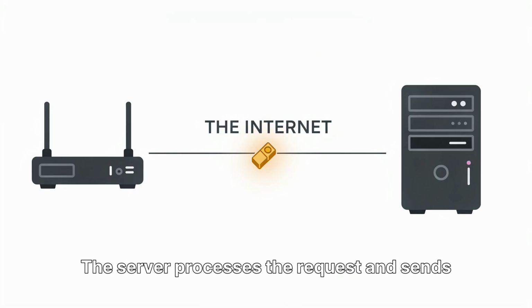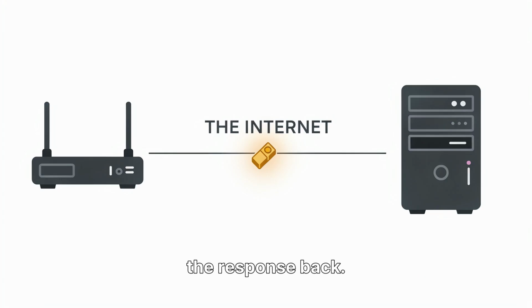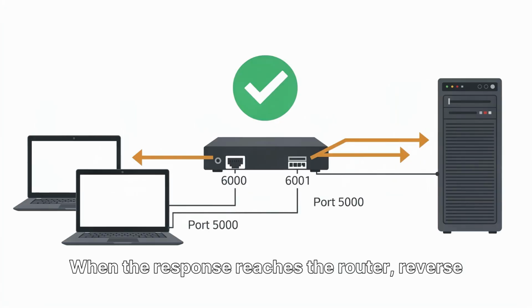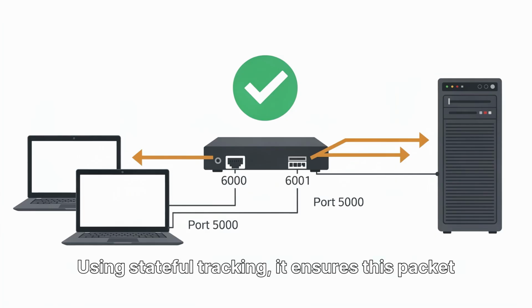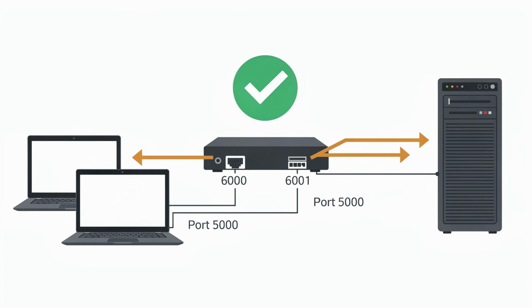The server processes the request and sends the response back. When the response reaches the router, reverse NAT begins. But the router also verifies the connection. Using stateful tracking, it ensures this packet belongs to an established session. If it doesn't match a valid connection state, it is dropped.